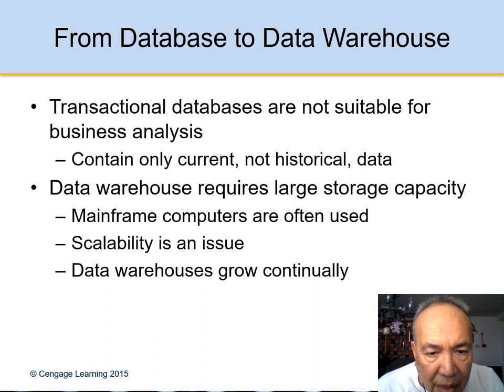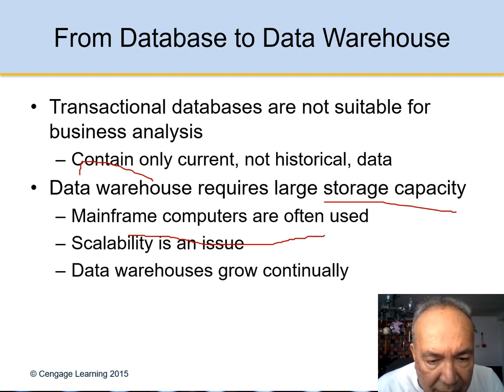Okay. From database to the data warehouses. So the databases are put in a warehouse. Warehouses require large storage capacity. And then it's a mainframe computer, so big computers are usually used. And then scalability means you can have one record, or you can have my name only, or you can have millions of names there, okay? It has the capacity.